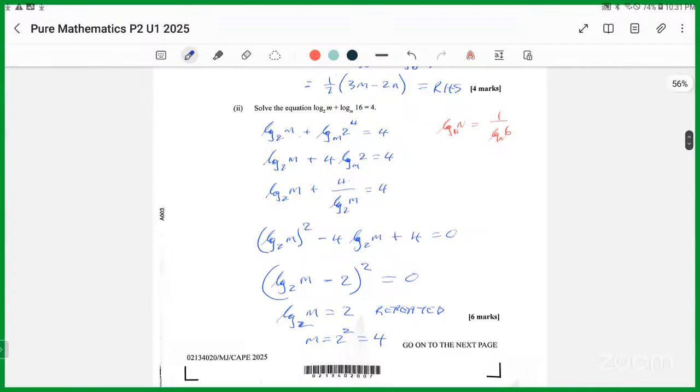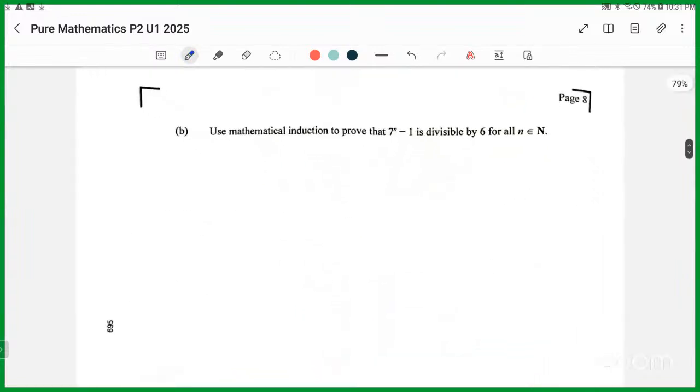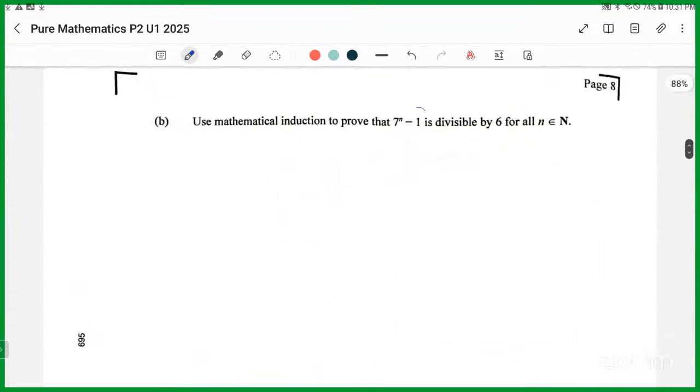Maybe I took too many steps, but that's all right. Next one. This one says use mathematical induction to prove that 7 to the n minus 1 is divisible by 6. Let P be such that if this is divisible by 6, it is equal to 6 times some quotient. 7 to the n minus 1 is equal to 6 times some integer. So I'm going to say n is a natural number, but the quotient is an integer.